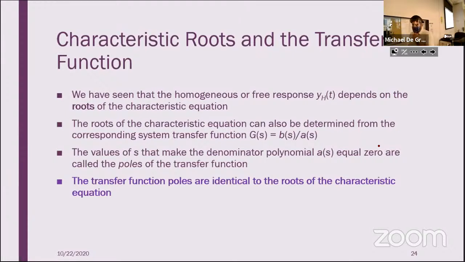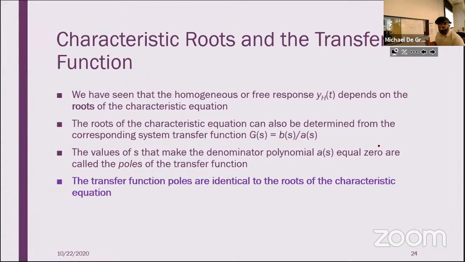Right? If we look at the denominator of our transfer function and set it equal to 0, we can get the roots of the characteristic equation, because the denominator of our transfer function, also known as the poles of our transfer function, right? The denominator of our transfer function is the characteristic equation. And if you set that equal to 0 and solve for the roots, you get the poles. So the roots of our transfer function are the poles of our system.